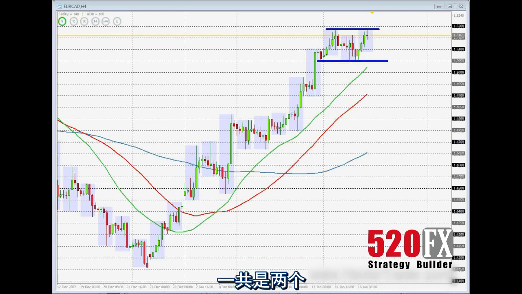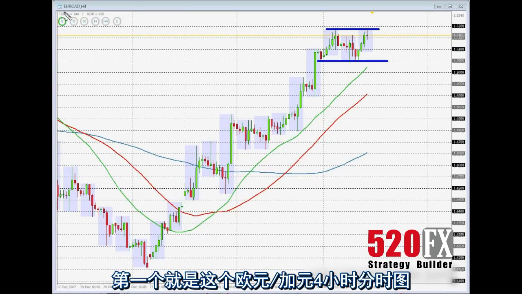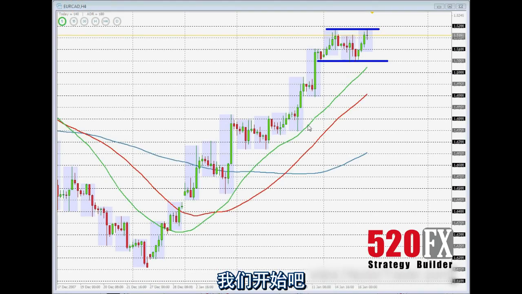So I'm going to be showing you two of them. The first one is the euro against the Canadian dollar on the 4 hour time frame, which is the chart you're looking at right now, and well, let's get going.